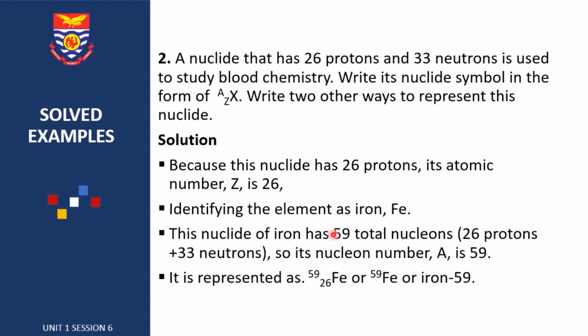The element or the atom with the atomic number 26 is iron, which has a symbol of Fe. So to represent this one, the notation given in the question, we will have Fe superscript 59 subscript 26, and the two other forms are Fe superscript 59 or iron 59.